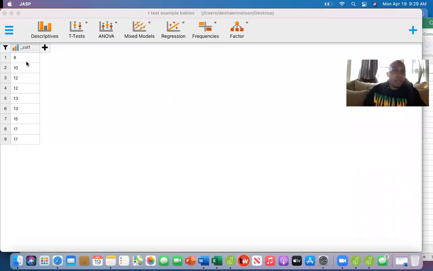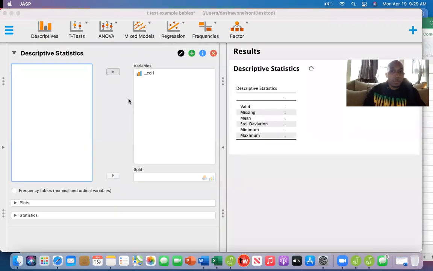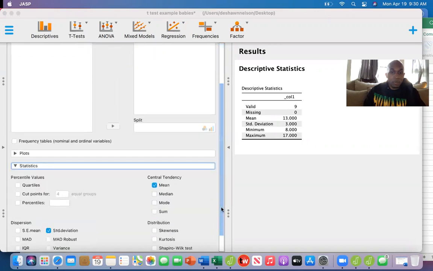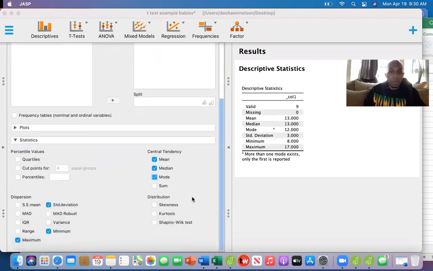All right, so here's our data that we were expected: 8, 10, 12, 12, 13, 13, 15, 17. Let's run our descriptives. We always want to run our descriptives and make sure that we have the descriptives that we want to look at. We want to look at our mean, median, and mode. Maybe in the next video, we'll discuss the skewness.